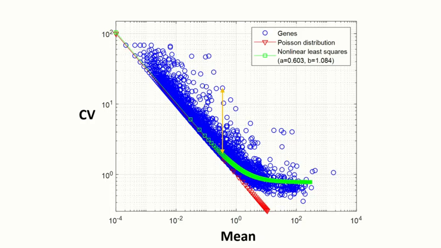Because the majority of genes follow this pattern: if you have a high expression, you have lower variability. But this gene, for example, does not follow this rule at all. If it followed that rule, it should have a CV at this level because the expression is so high.